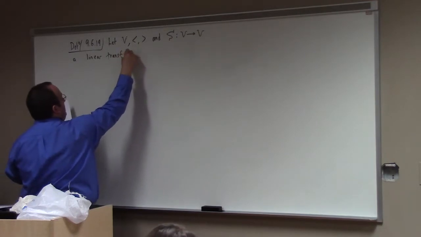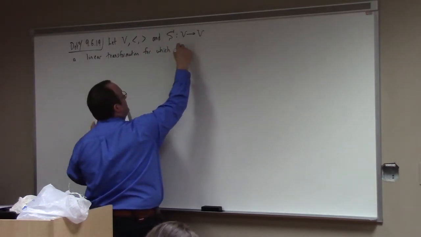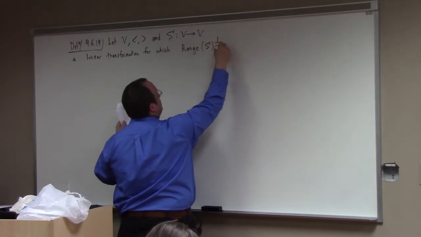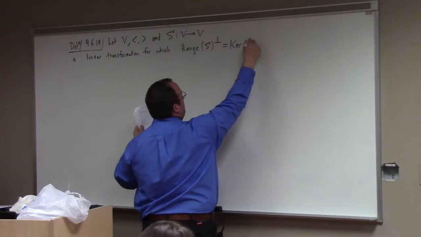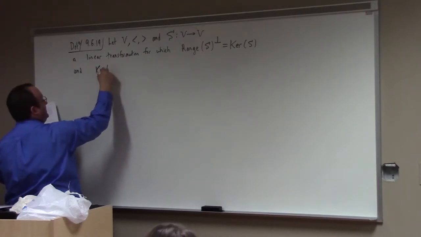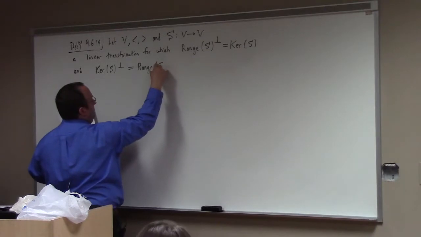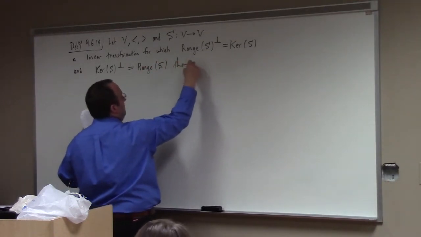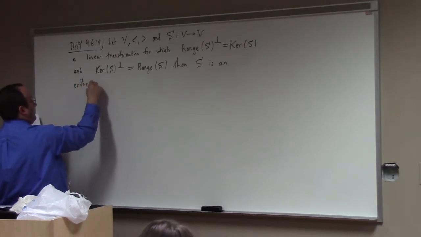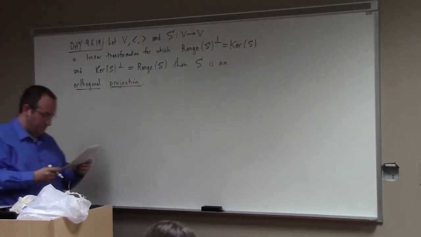All right. For which the range of S perp is the kernel of S. And this is redundant, but just to emphasize for pedagogical reasons, the perp of the kernel of S is the range of S. All right, then S is an orthogonal projection.